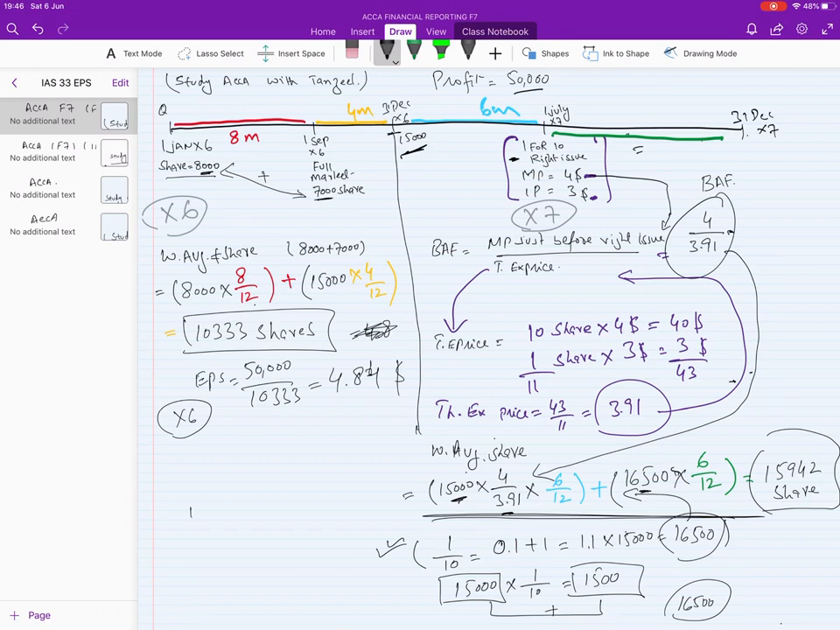So if you want to calculate EPS for X7, profit was 50,000 divided by the number of shares, which was 15,942. 50,000 divided by 15,942 will give you 3.14 as your EPS.